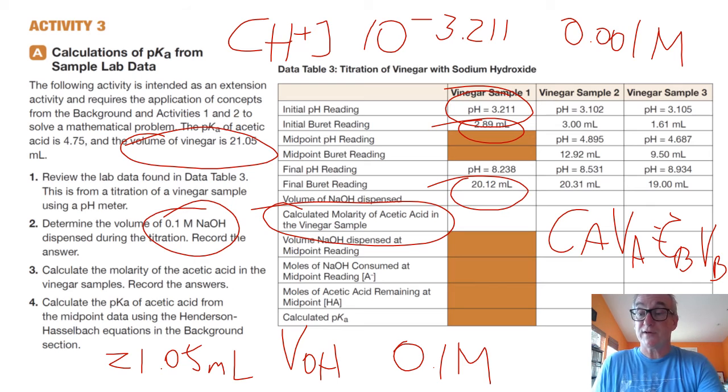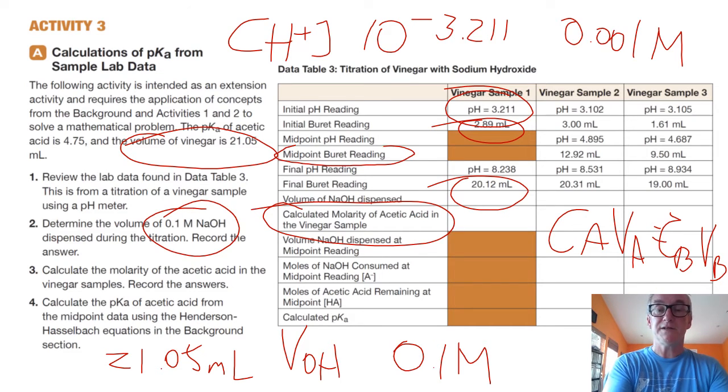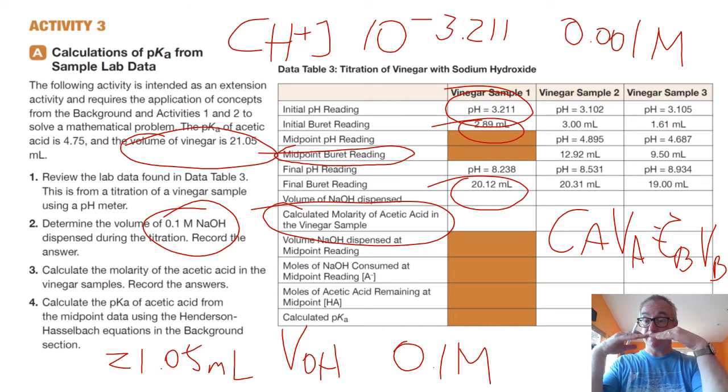Now, it gets a little trickier for the second sample, because now you have to do some more calculations. You have to figure out what the initial concentration of acetic acid is, and then it tells you how much base was used at the midpoint, like halfway through the titration. How much base was used at that point?